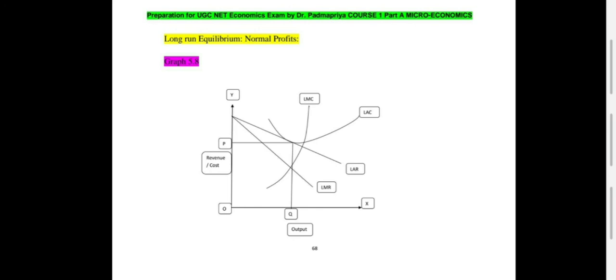Now we come to the concept of long run equilibrium, where normal profits are made by the monopolistic competitive firm. Here in graph 5.8, we can observe LAR, which is the long run average revenue curve, LMR, which is the long run marginal revenue curve, the LMC curve, which is the long run marginal cost curve, and LAC, which is the long run average cost curve. Ideal output and excess capacity.